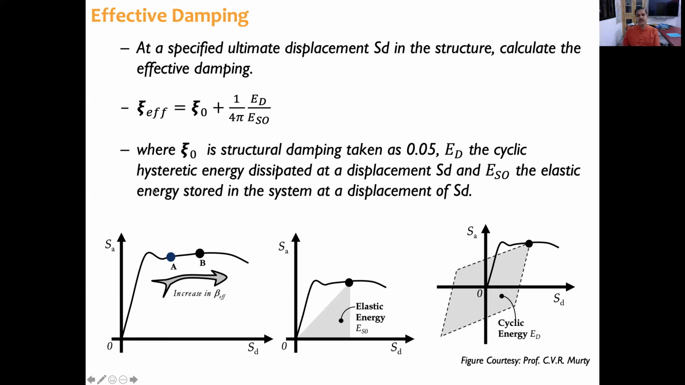ED is the cyclic static energy dissipated at displacement SD, and ESO is the elastic energy stored in the system at displacement SD. You can see this one. This is hysteretic energy. If you compute this area, that will become ED, and if you compute this triangular area, then it will become ESO. Then we get this effective damping. Using this, we reduce the design acceleration spectrum or demand spectrum by considering this effective damping.